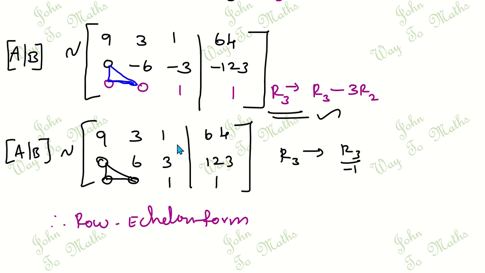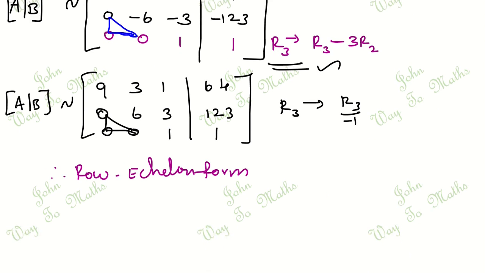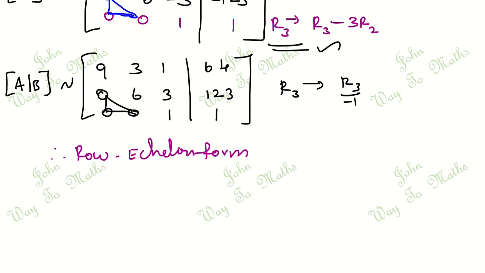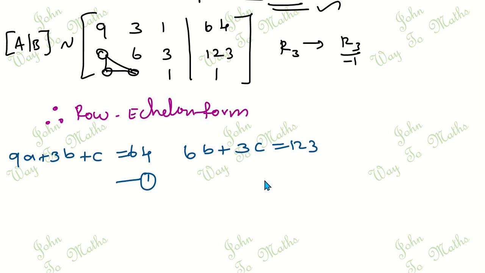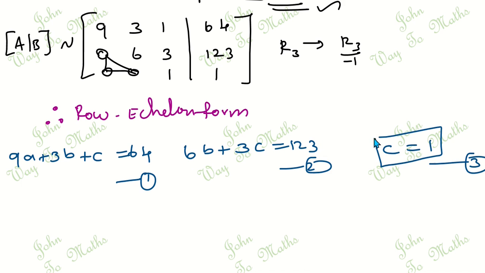So next, this matrix can be changed into equations. The first row can be written as the first equation: 9a plus 3b plus c is equal to 64. Then the second equation: 6b plus 3c is equal to 123. Then the third one becomes c is equal to 1. So here we get directly c is equal to 1.